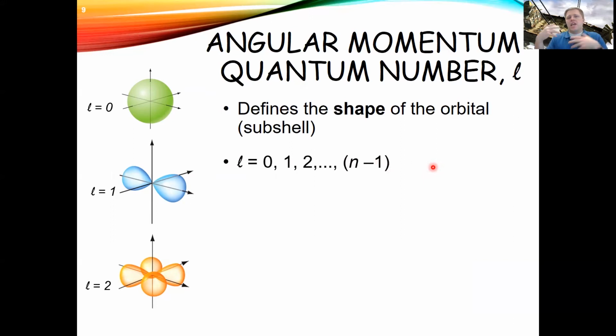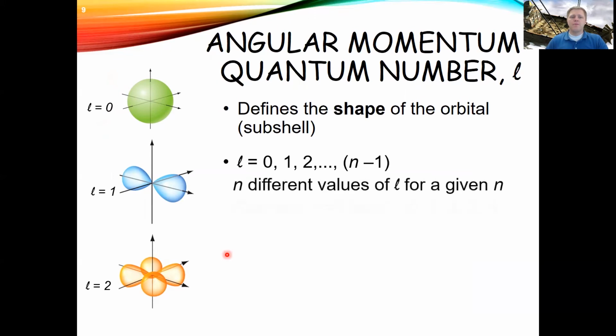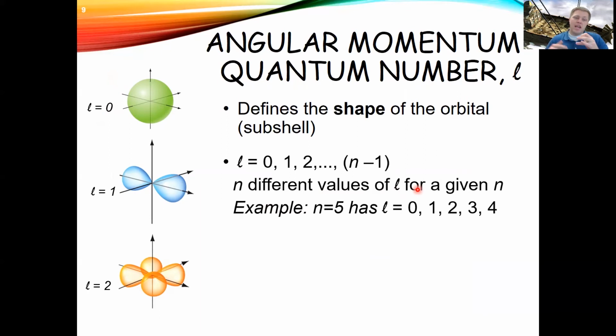And so if we say n equals 2, if we're dealing with the n equals 2 shell, then you're going to have L values of 0 and 1. And these L values correspond to different orbital types. Now, if you have n different values of L, that's another way of saying that L ranges from 0 to n minus 1. So if you have n equals 2, then you have values for L of 0 and 1. There's 2 numbers, right? So for example, if n equals 5, then you can have L equals 0, 1, 2, 3, and 4 there.